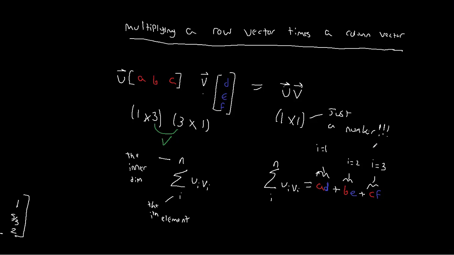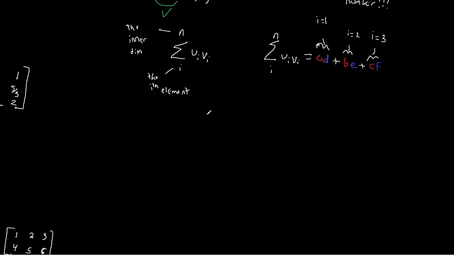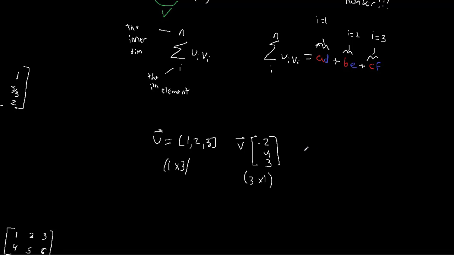Hopefully that makes sense. Let's give ourselves a little bit of room here and see if we can go through an actual example. I'm going to leave that up there a little bit. I want to define u as the vector 1, 2, 3, and the column vector v as -2, 4, 3. So now let's put this equation into practice. We have a 1 by 3 times a 3 by 1. The inner dimensions match, and our result is going to be a 1 by 1, which again is just a number.